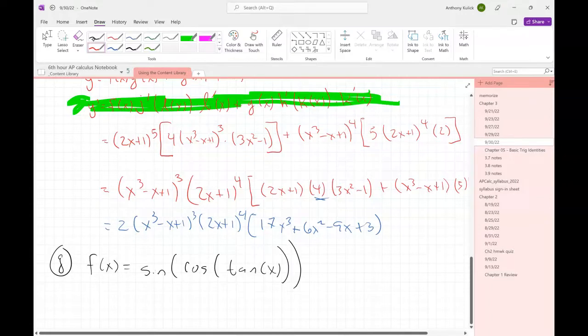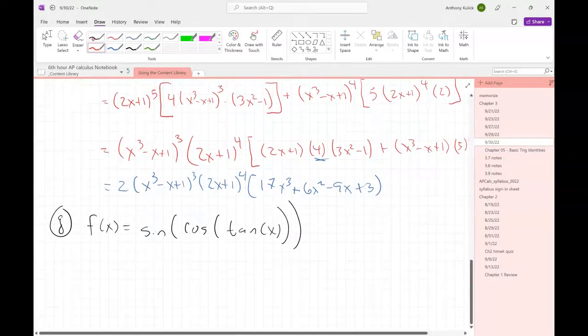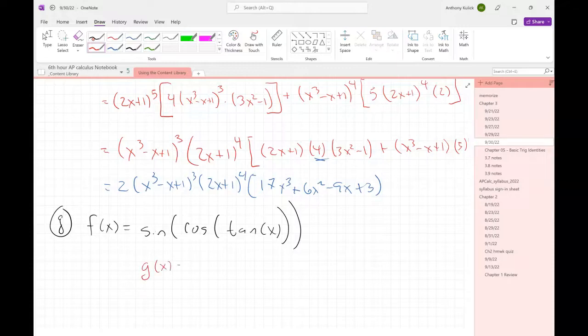So if you look at this, f of x equals sine of cosine of tangent of x. I see 2 chain rules nested inside of each other. So I would say that g of x is going to be sine x, h of x would be cosine x, and then k of x would be tangent x.